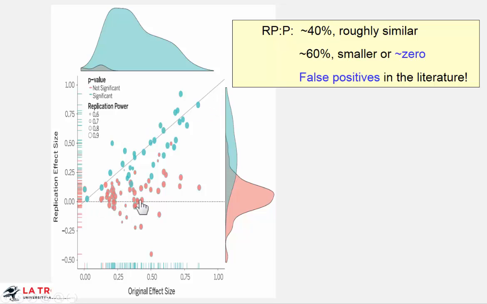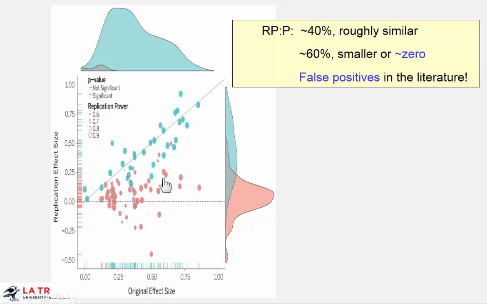And dots along this line here represent effects that were first found to be substantial, but then on replication were found to be very close to 0. So very roughly speaking, you've got a third or 40% or something of these 100 studies that seem to replicate and give fairly similar results, and about half or a little more that found substantially smaller results, or even very close to 0 results.